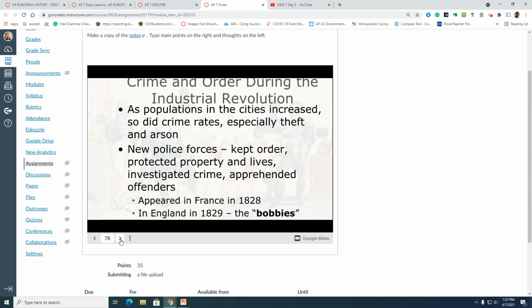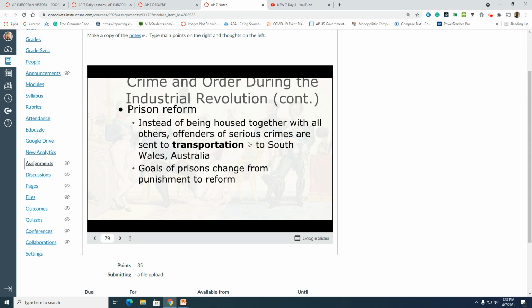So eventually, countries came up with new systems of police force, especially in larger cities like London and Paris, beginning in 1828 in England and in France in 1829, where police were called bobbies because of part of their uniform.